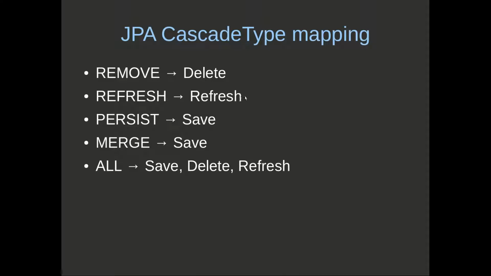So with the JPA Cascade type, the mapping is pretty straightforward. The only thing to really note is that Ebean doesn't have any merge concept, so merge just maps to save, just like persist. So otherwise that's pretty straightforward.